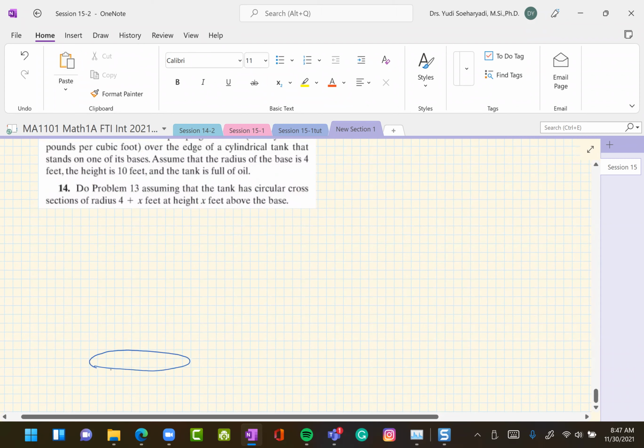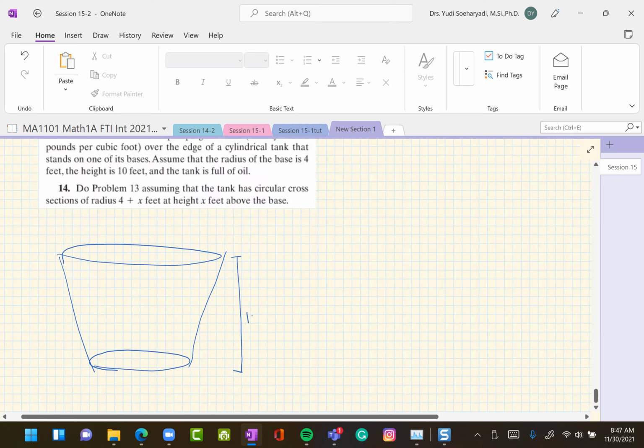Let me write it down. At the top the height is 10. The radius at height h is 4 plus h, so at the top, with h equal to 10, this is 14. And you have a pump here.